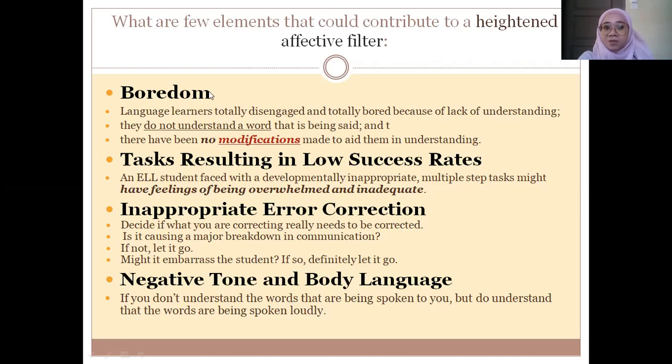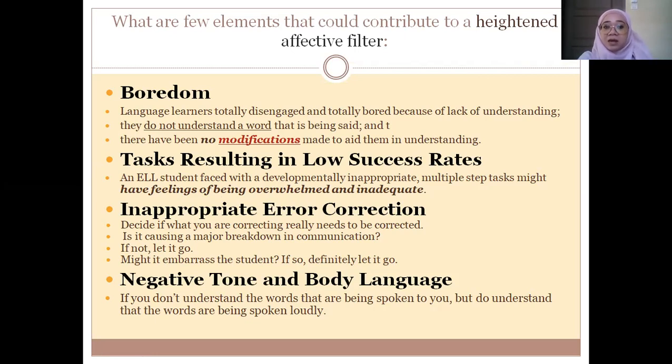We know what boredom is. When boredom exists, language learners will be totally disengaged and feel bored about the lesson because they lack understanding, since they do not understand a word. The task resulting in low success rates. An English language learner student faced with a developmentally inappropriate multiple-step task might have feelings of being overwhelmed and inadequate.